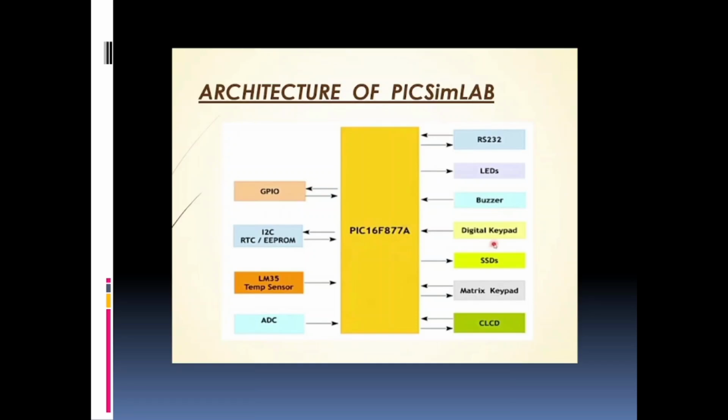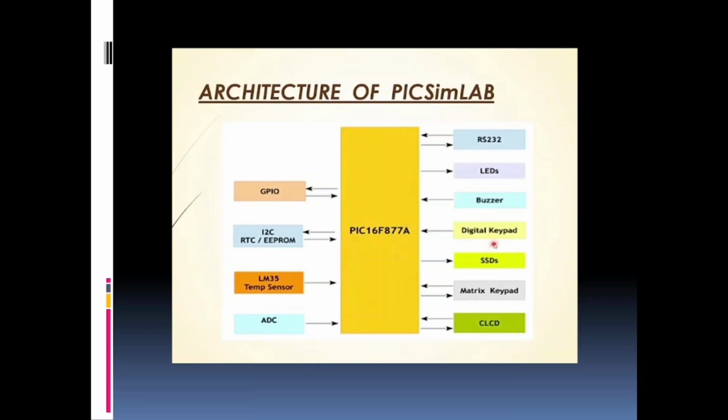A digital keypad is typically a small number of keys from 0 to 9. It is used for numeric input to the system. SSDs means 7 segment displays. These are used to display numbers or characters. PIC sends signals to light specific segments. Matrix keypad. It is a larger keypad in a grid format like 4x4. It allows the entry of more characters or commands.